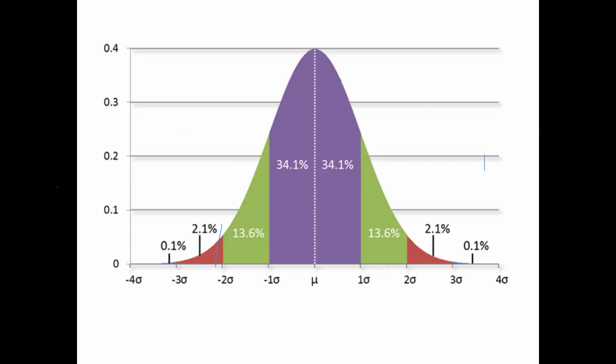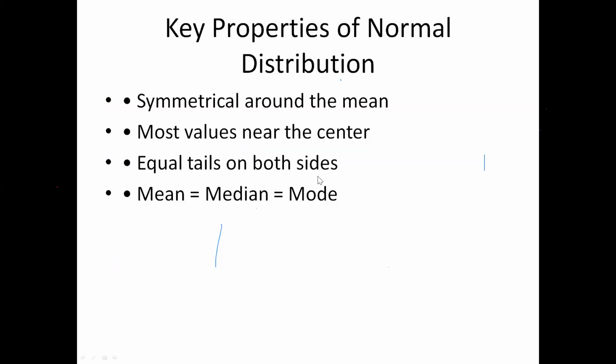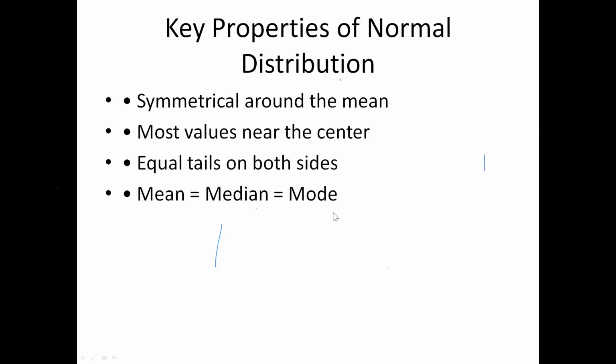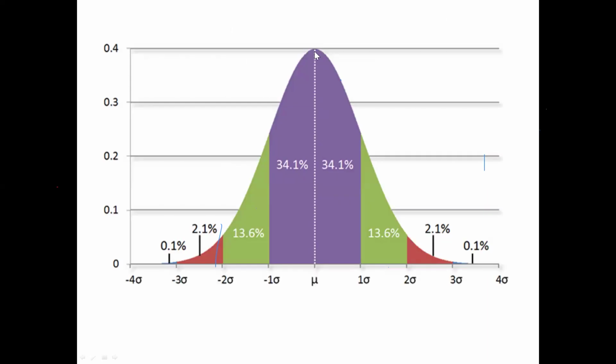Yes. So, are there equal tails on both sides or not? What do you think? Equal tails, is it there or not? Yes, it is there. So mean, median, and mode: whenever you see this shape, the mean, which is the average value, will be at the middle, the median will also be at the middle, and the mode will also be at the middle. So this is the normal distribution.